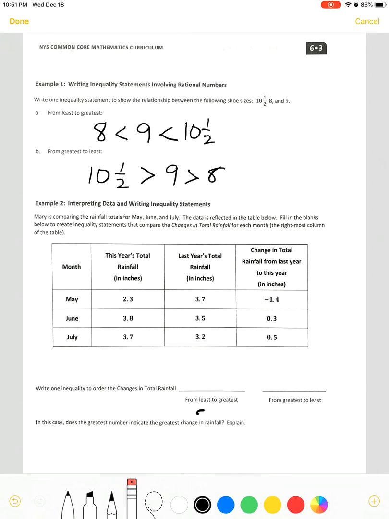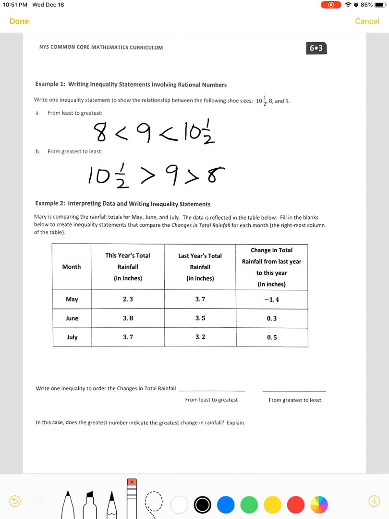Versus in June, the rainfall went up. Last year was 3.5. This year it's 3.8. So it went up 3/10 of an inch. And then 3.2 to 3.7, that's an increase of 5/10 of an inch. So anyway, here we go.